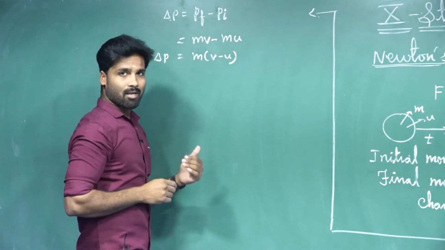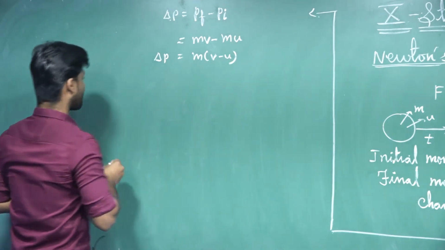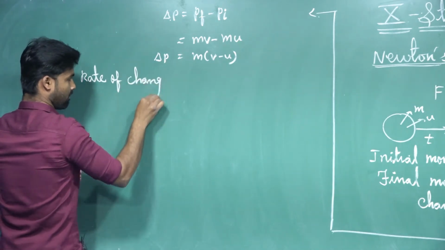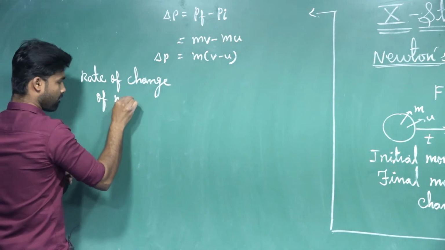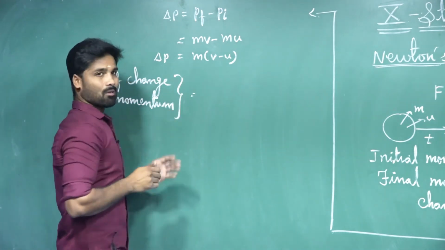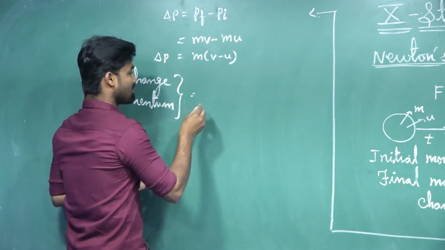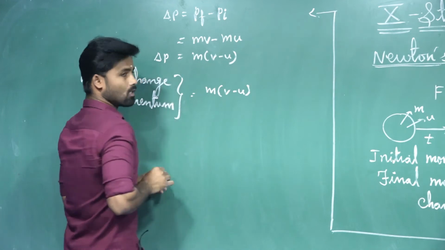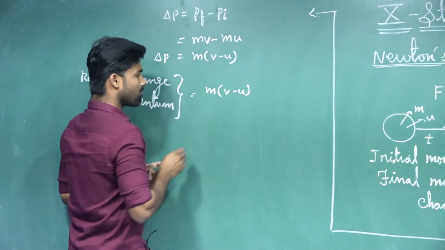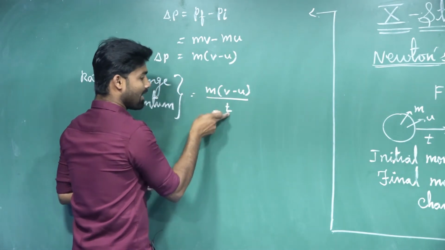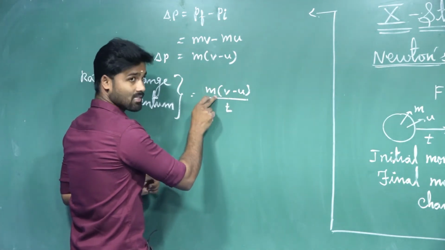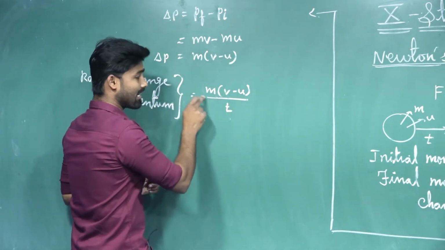Next, our aim is to find the rate of change of momentum. How do we find it? Already we have found the change in momentum, that is m of v minus u. Whenever we use the word rate, it means time. So the rate of change of momentum is m of v minus u divided by t. Here m of v minus u is the change in momentum and t is the time, so that is why we call it the rate of change of momentum.